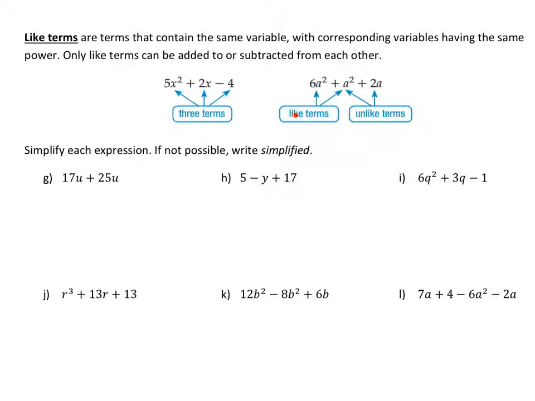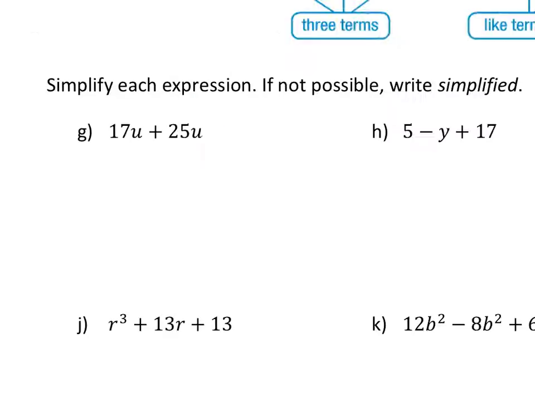However, in this other example, we have 6a squared plus a squared plus 2a. If you notice, these first 2 terms both have a squared. Because they both have a squared, they can be combined. The way we do that, remember a squared has a 1 in front of it, a coefficient of 1. So it's really taking 6a squareds plus 1a squared, which would equal 7a squared. So let's do some examples below.